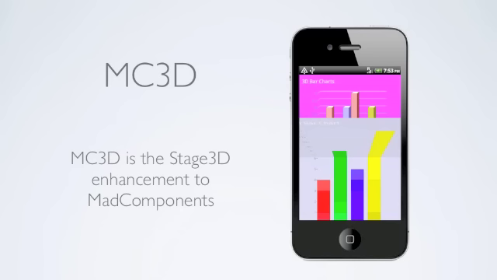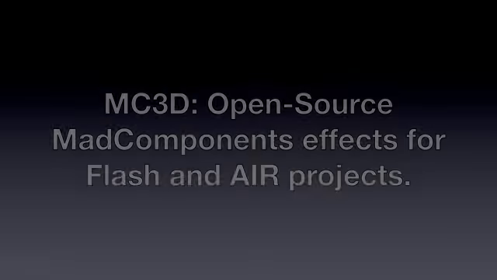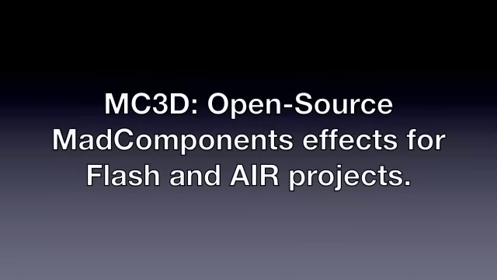There are 9 kinds of effects in MC3D, from basic smooth list scrolling and navigation page slides, and beyond to much more powerful transitions and experiences. So here's a demo video that shows what you can do with MC3D.